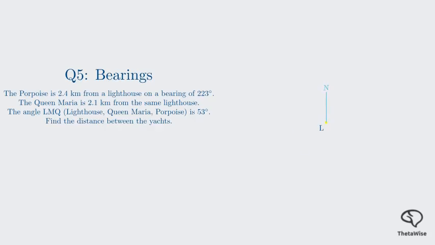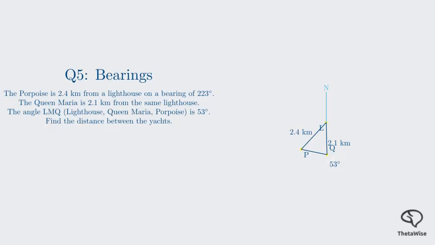We draw a north line at L. The Porpoise P is 2.4 kilometers away on a bearing of 223 degrees, which is in the third quadrant. The Queen Maria Q is 2.1 kilometers away. We don't know her bearing, but we know the angle at M is 53 degrees. To find the distance between the yachts, we need the length of the side PQ. This is the third side of triangle LPQ.